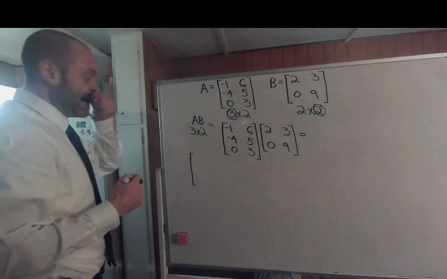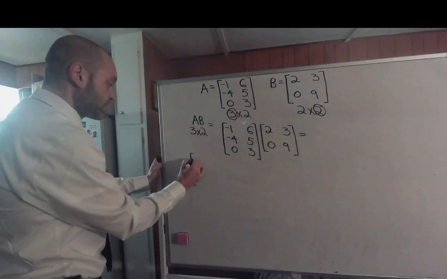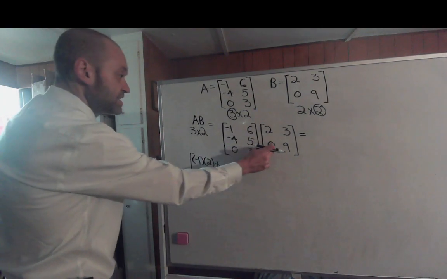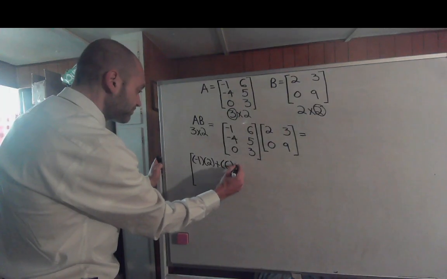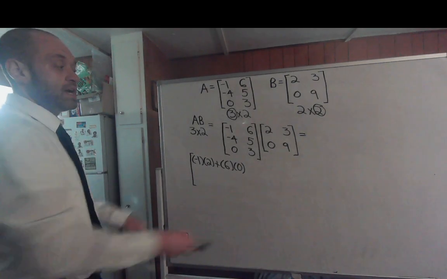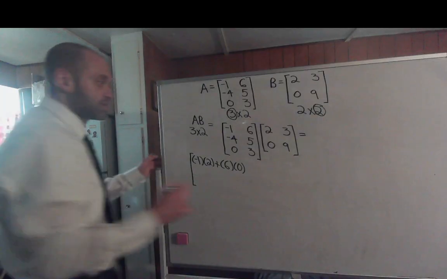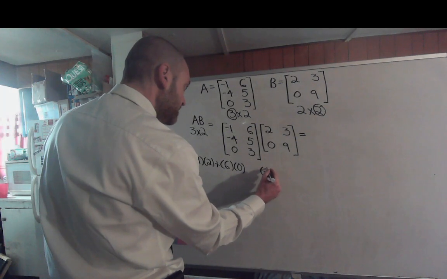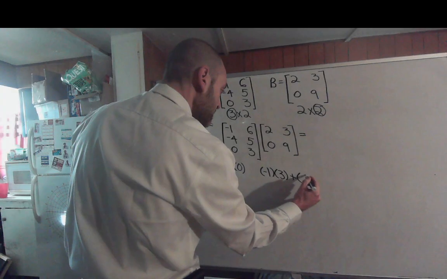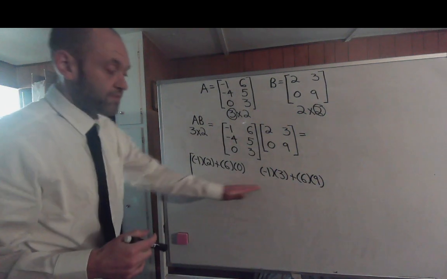So that means I need to take that -1 times 2 plus that 6 times that 0. Alright, so I've done all I can for the first number of the first row. Now I'm going to take the same numbers of the first row, multiplying by the second column of the second matrix. So I should end up with -1 times 3 plus 6 times 9. Alright, so I've done all I can for the first row entirely.